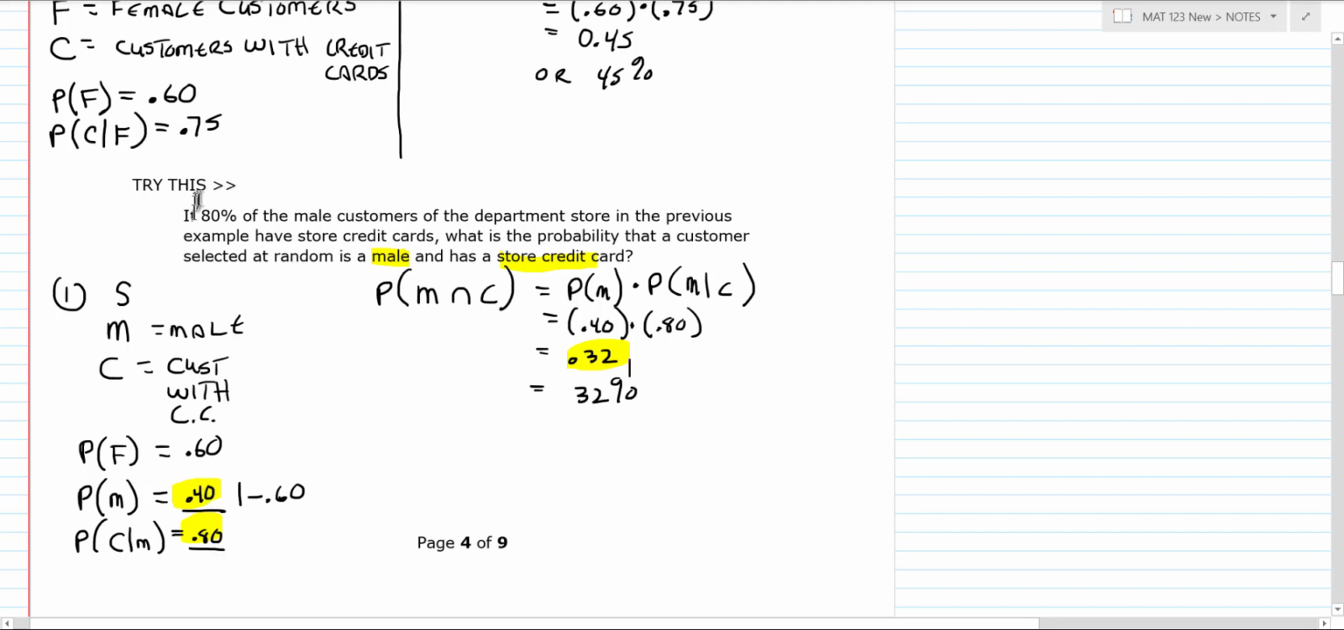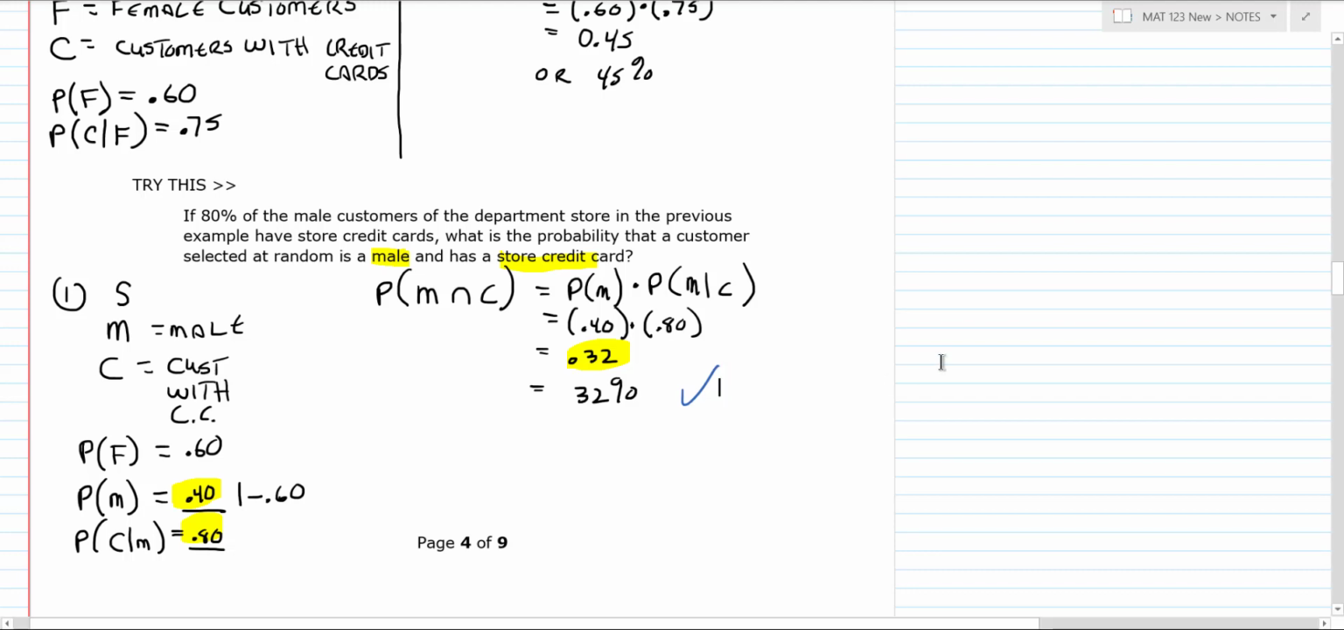And then the problem said 80% have a credit card given that they're a male. So what you do to figure out this and probability, you're doing the probability that it's a male and at the same time they have a credit card. So you do the probability of male times the probability that they have a credit card given they're a male. So you multiply those two probabilities together, and you get about 32%. Okay, so that's how you would utilize that formula to figure that out.